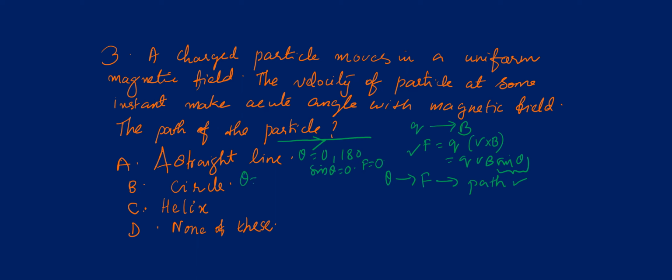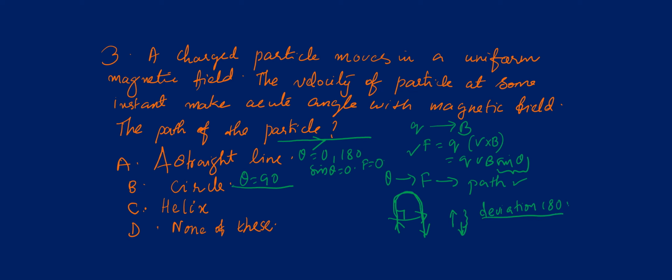Next, when theta equal to 90 degrees, what happens? That is, it enters at an angle of 90 degrees. Then it goes in a circular path and comes back. So the path will be circular. Here it enters, then it exits and comes back. So the angle of deviation is 180 degrees in this case. So when it enters at right angles to the magnetic field, the path will be circular and the deviation is 180 degrees.